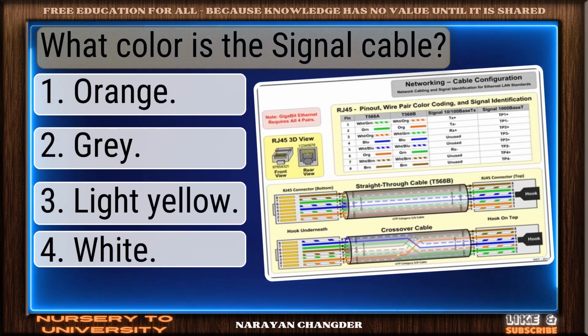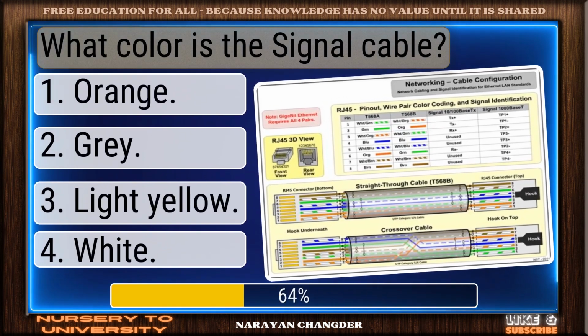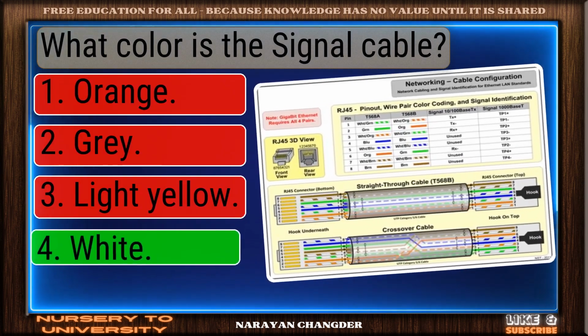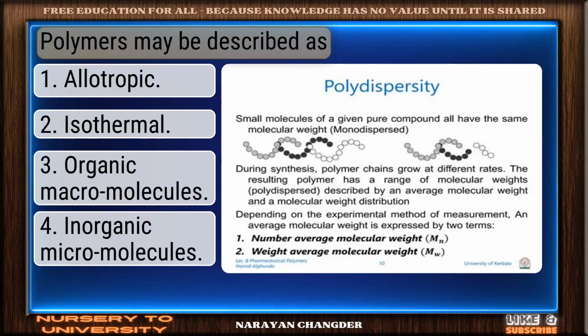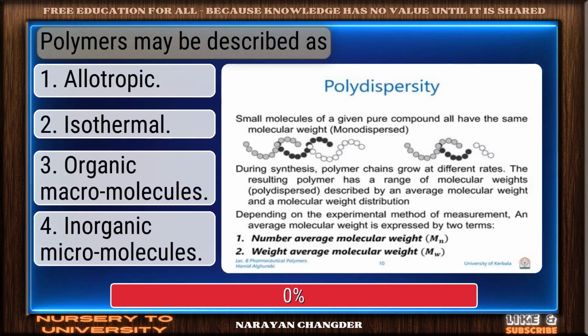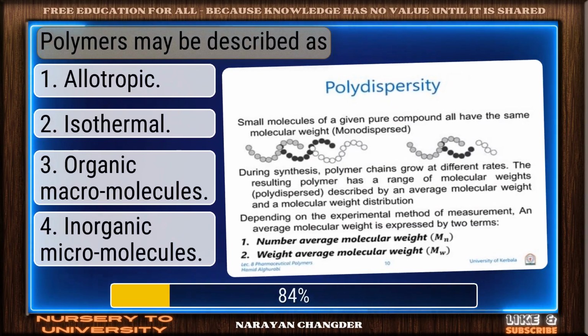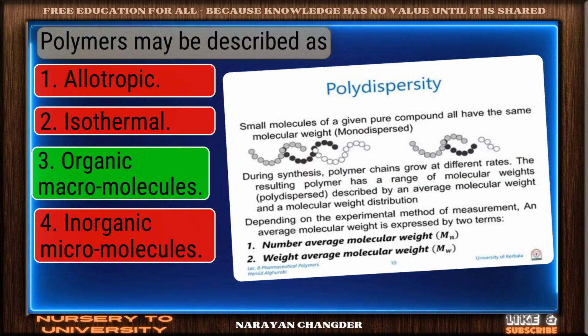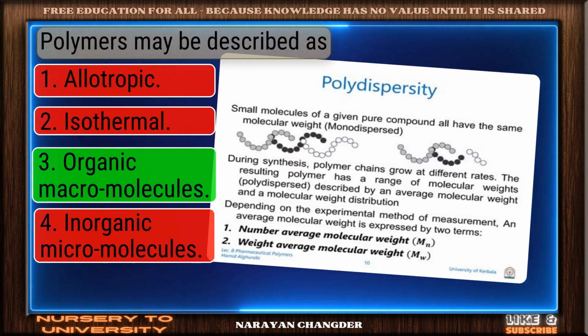What color is the signal cable? Right choice. White is the best answer. Polymers may be described as sharp thinking. Organic macromolecules is the right choice.